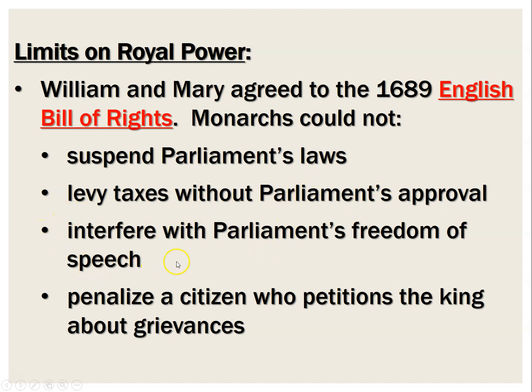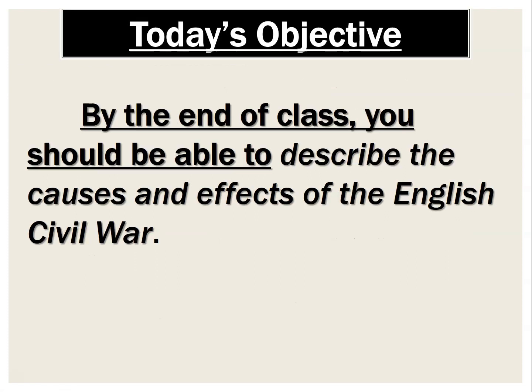You couldn't interfere in what Parliament is doing. You can't interfere with the freedom of speech. They have a right to talk openly and debate in Parliament, and you as king can't punish them for doing that. Also, you can't penalize a citizen who's petitioning the king about grievances. So if you have a complaint and you send a letter to the king saying, I think we need to fix this or this isn't good, you can't be punished for that.